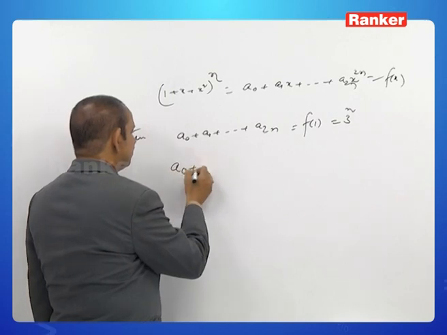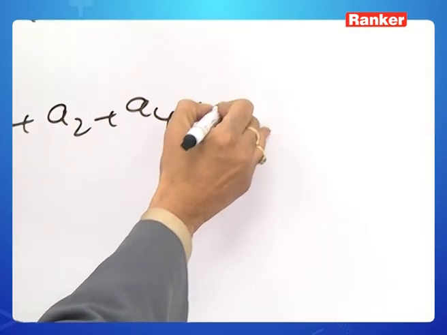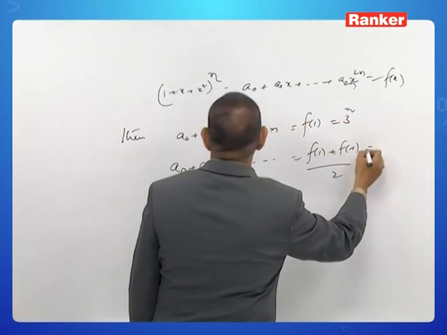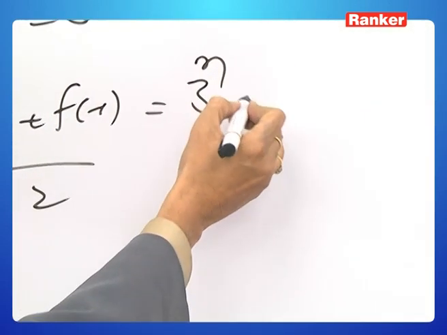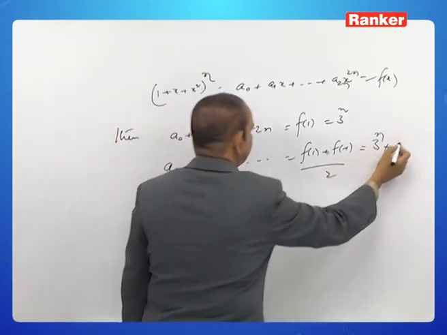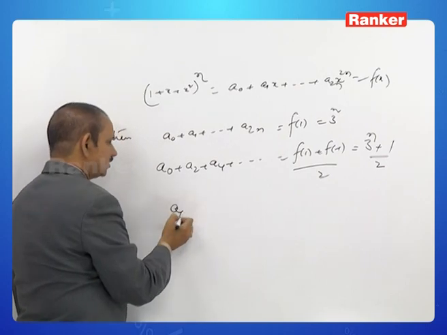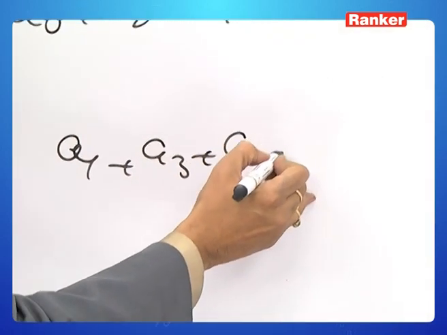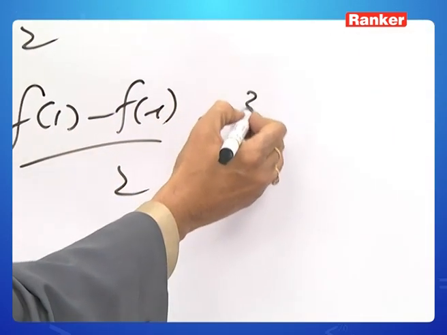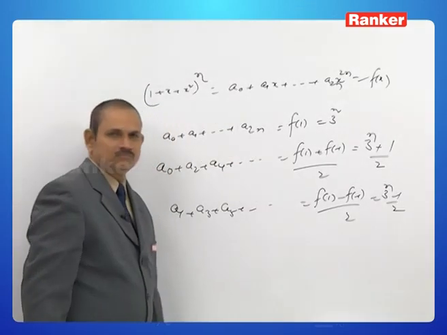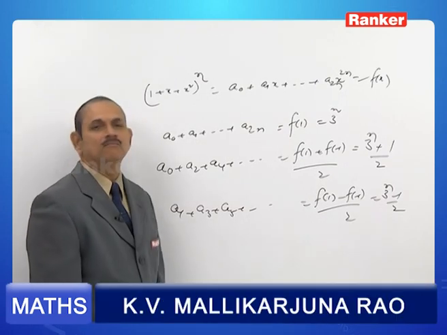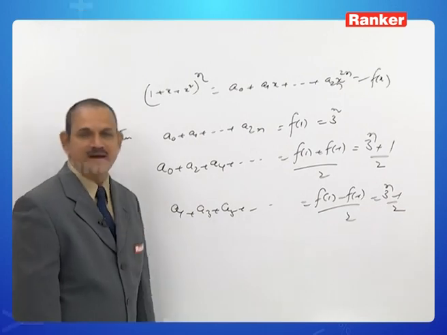Suppose it is required to have a0 + a2 + a4 + etc. Then it is (f(1) + f(−1))/2. f(1) is 3^n. f(−1) is 1 − 1 + 1, which is 1, and 1 to the power n is 1. So it is (3^n + 1)/2. And of course, a1 + a3 + a5 and so on is equal to (f(1) − f(−1))/2, according to our previous declaration, which is (3^n − 1)/2. Like that we have the expansions.